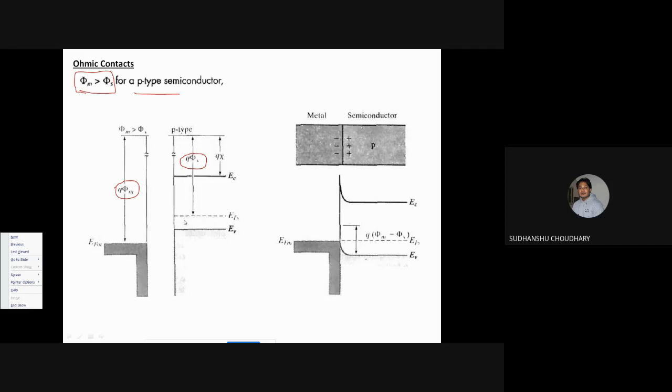Now this time you will see that the electron energies on the p side is greater than the electron energies on the metal side. Electron energies on the p side, and p side already has electrons as minority carriers. Now since these minority carriers have larger average energy than the average energy of electrons in the metal side, these minority carriers will move into the metal side. That is, electrons will move from the semiconductor to the metal side.